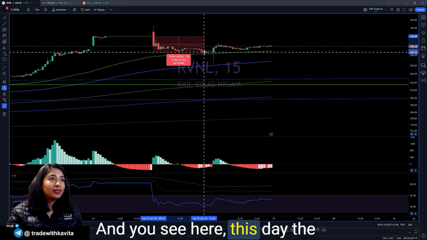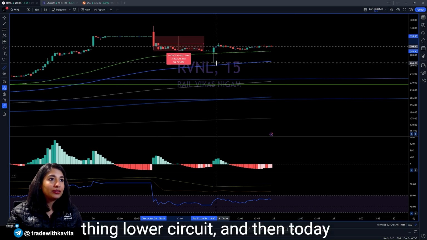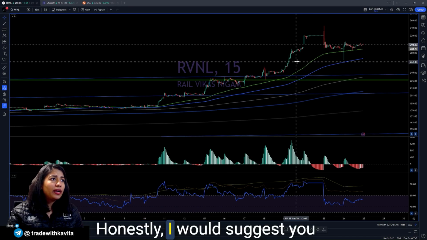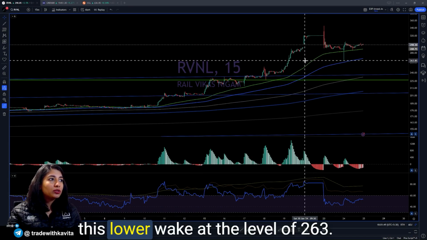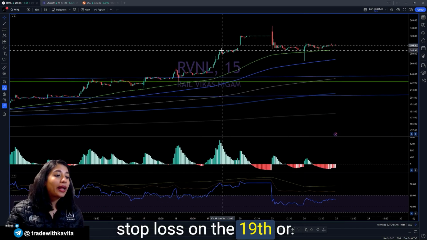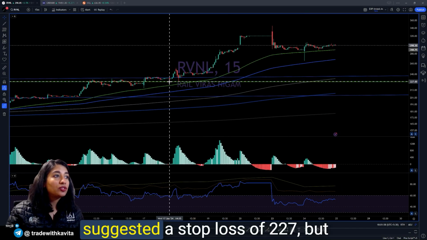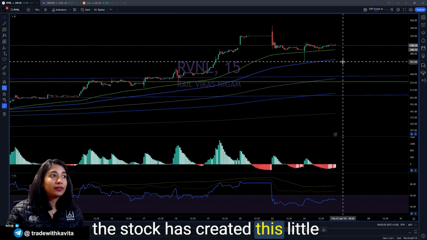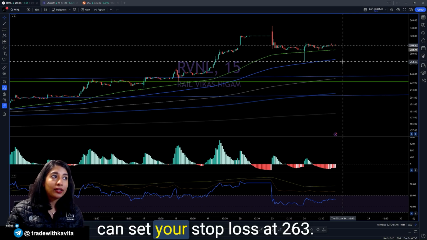And you see here, this day, the stock triggered a downward lower circuit. And then today it's recovered somewhat. For you, honestly, I would suggest you maintain a stop loss right below this lower wick at the level of 260. If you had asked me for a stop loss on the 9th or the 18th of January, I would have suggested a stop loss of 227. But because now the stock has created this wick here, I would suggest you can set your stop loss at 263.